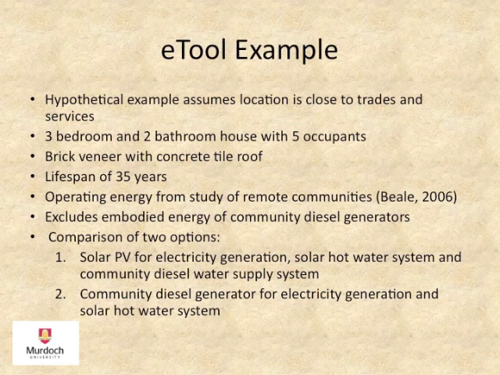The example compares two energy supply options. One was solar PV as the main source of electricity consumption, a solar hot water system and a diesel generated water supply. The second has electricity supplied by a community diesel generator and a solar hot water system. Diesel systems are assumed to have a 3:1 primary to direct energy ratio.